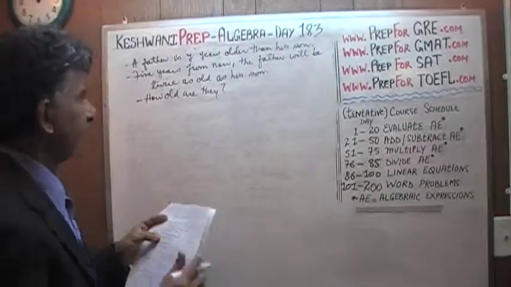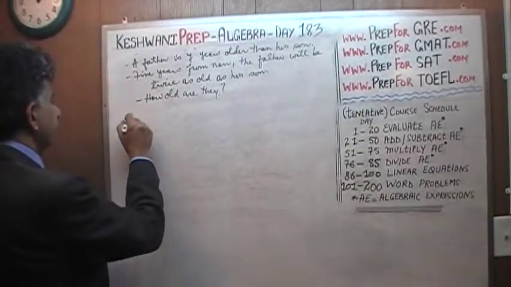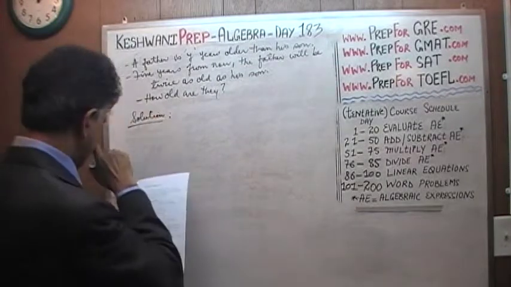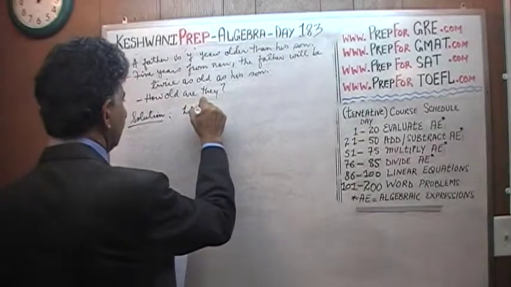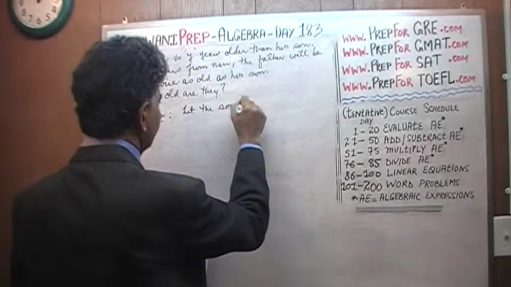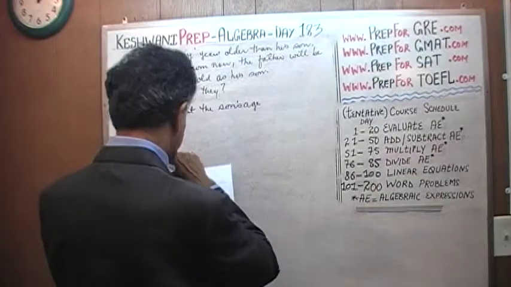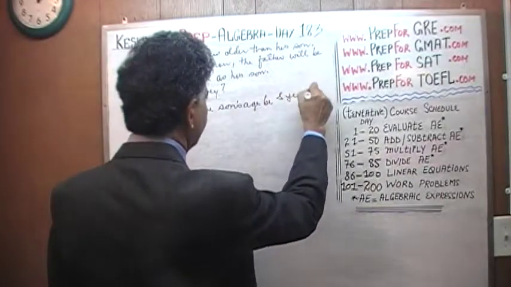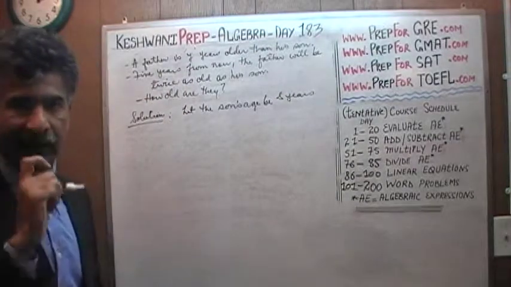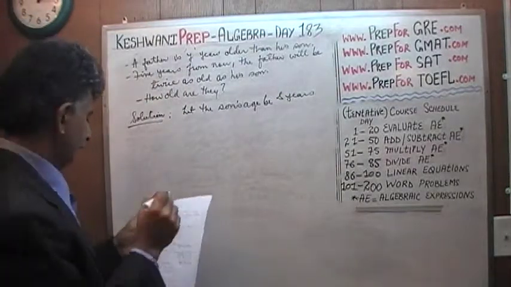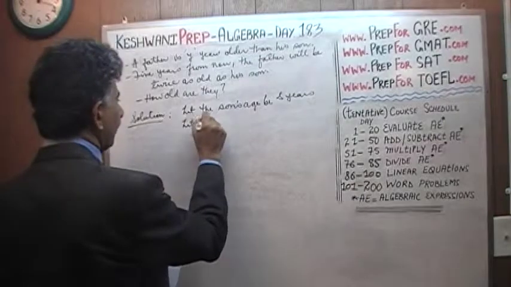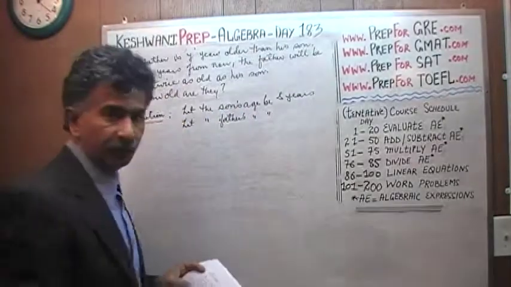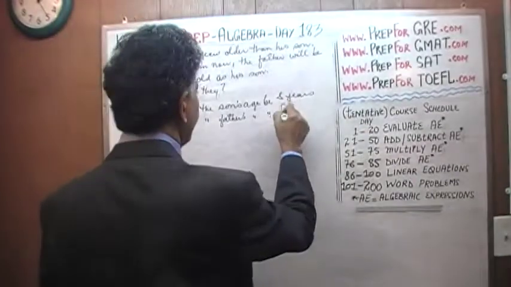Let's begin then. Enough said. Here's the solution. Let the son's age be S years. So we're pretending that the son is S years old. S for son. Similarly, let the father's age be, yes, you guessed it, exactly, F for father.